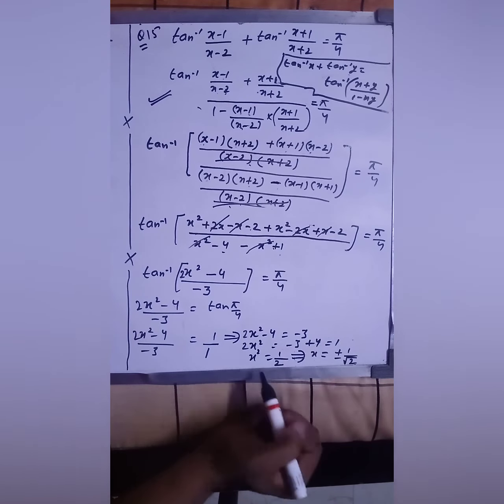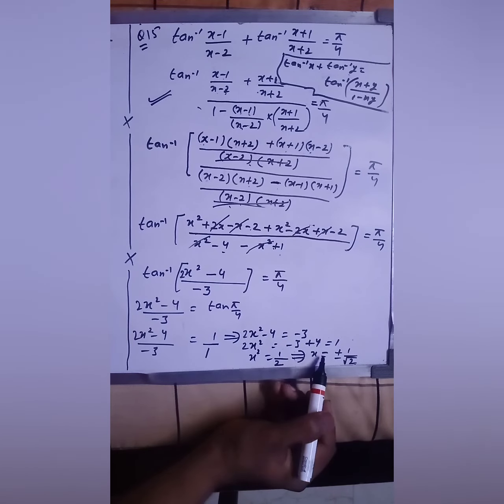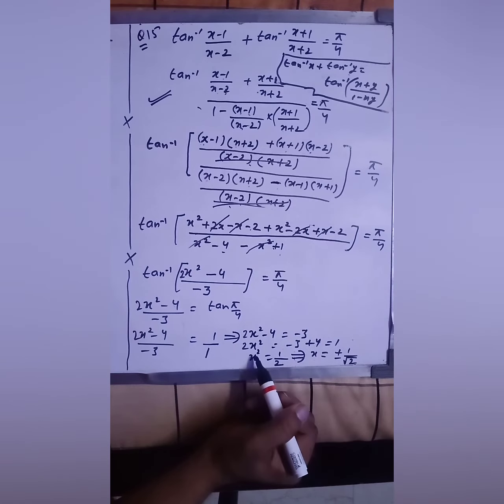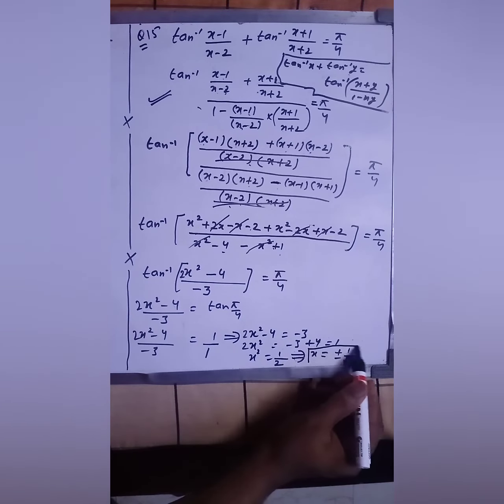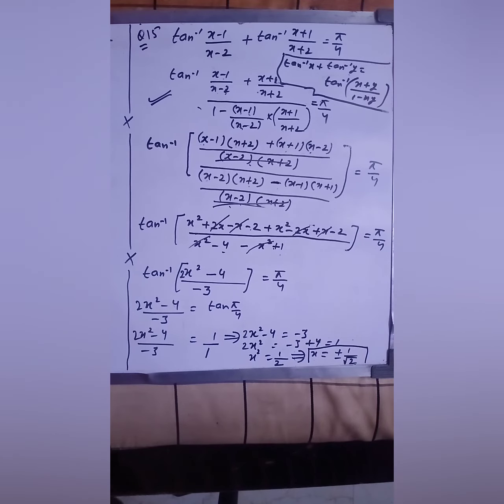Okay, so 2 will come in the denominator, so x square is equal to 1 by 2, and x is equal to plus minus 1 by root 2 because it is a square. So this is the required value of x. Got it? This is how we can solve question number 15. This is an important question, question number 15. So solve it at least 2 or 3 times.